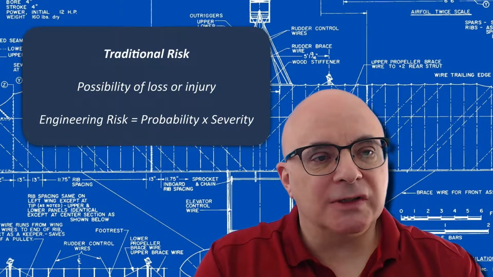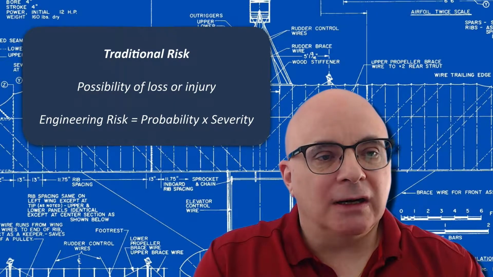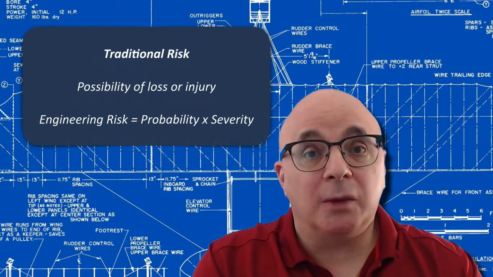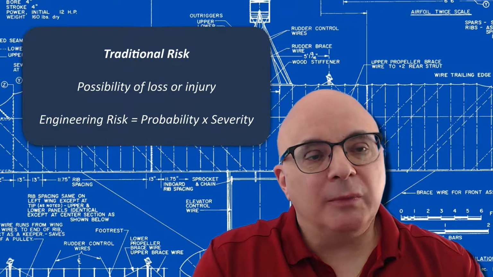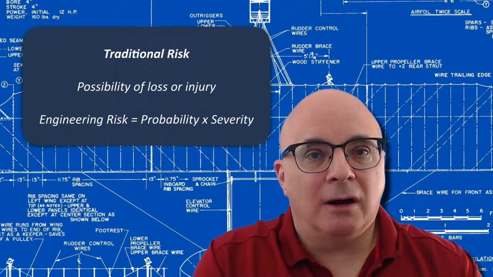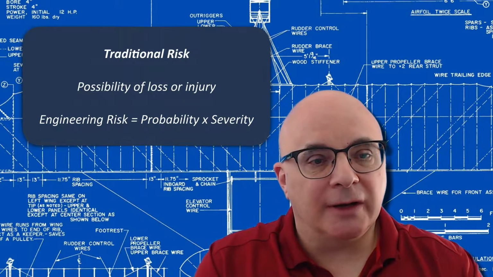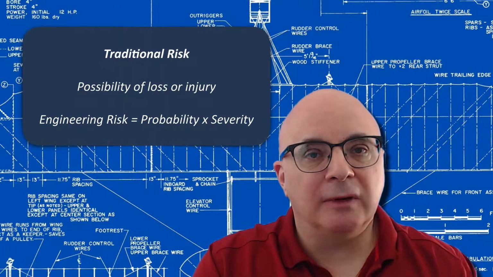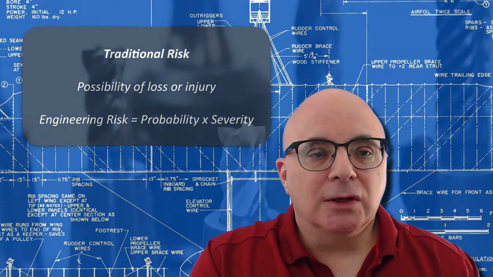Traditionally, we looked at risk in terms of possibility of loss or injury. This is commonly in the past the way we would have looked at risk from an engineering perspective. And we would have defined or measured that risk in terms of probability times severity. Severity implying only negative outcomes from the event that we are contemplating. So these things are really worth considering.